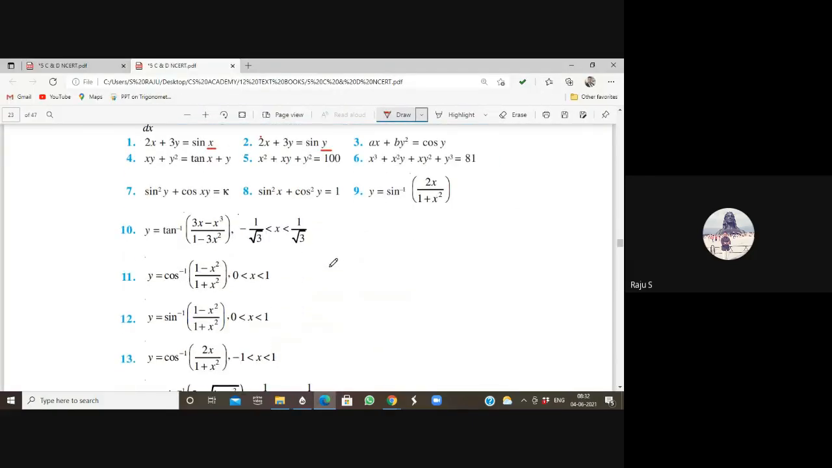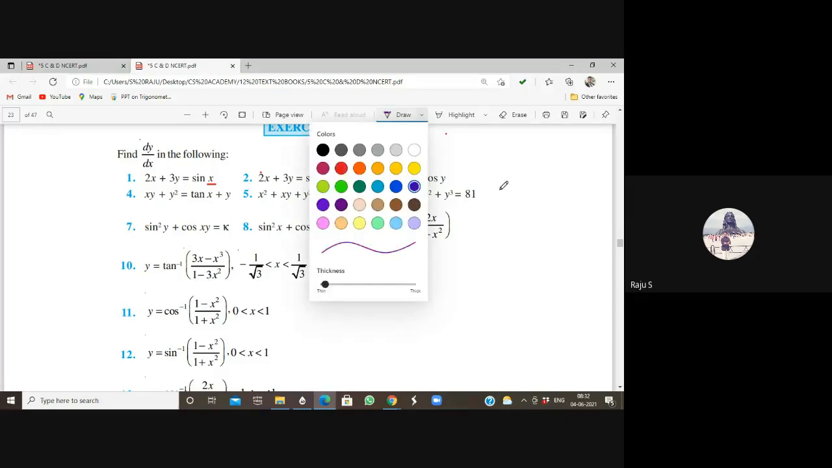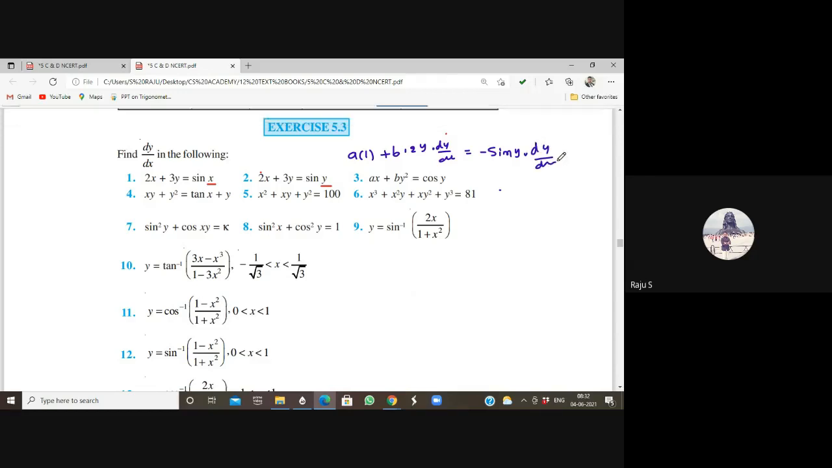Let us go for some other questions, like question number 4. You can try the third question also. For the third question we can write the answer directly. Can anyone tell what the answer is here? a into the x derivative is 1, plus b into the y square derivative, which is 2y into dy by dx, is equal to the right side, where the cos y derivative is minus sin y, again with the y derivative dy by dx. Is that clear? Now you can write the dy by dx terms on one side. Take dy by dx common and send the remaining terms to the right side. Cross multiply and you will get the answer.